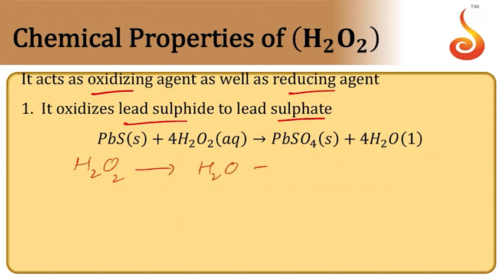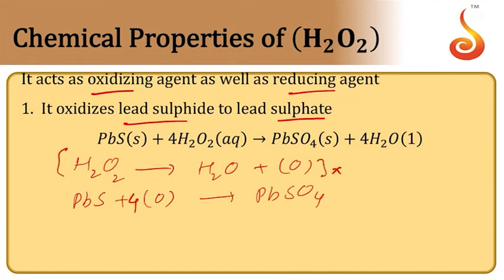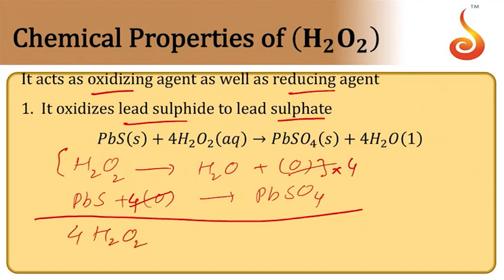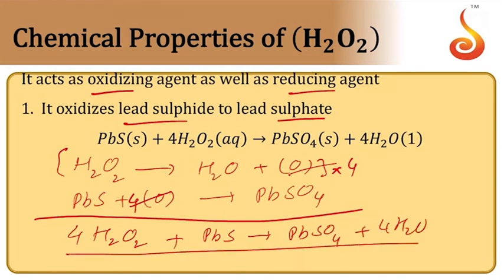H2O2 gives rise to the oxidizing property, using nascent oxygen, and with lead sulfide it takes the oxygen and becomes lead sulfate. When you balance this, there is a 4 here, so multiply this by 4. By adding these two, you can cancel the oxygen, and you are going to get 4H2O2 plus PbS, lead sulfide, giving rise to PbSO4 plus 4H2O.